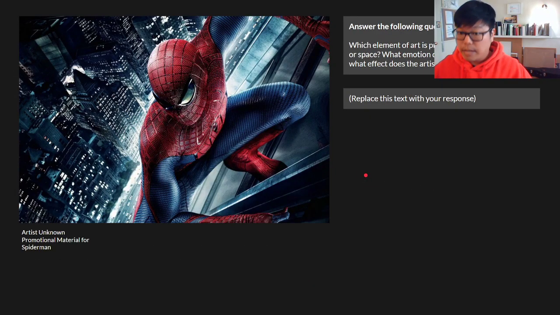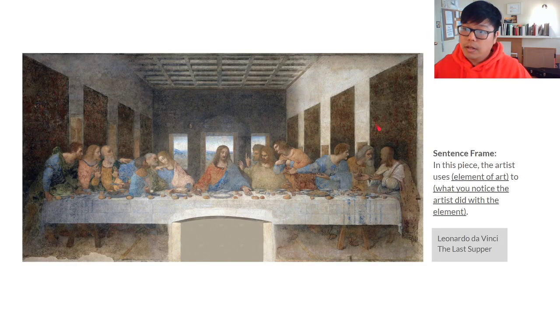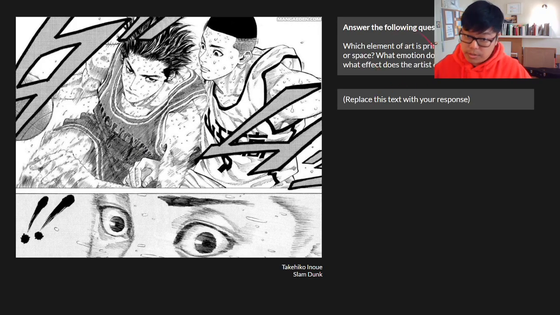After modeling that, these are the two graphic organizers I would leave the students with. The question for them to answer is the same on each one. Which element of art is primarily used in this piece, line or space? What emotion does the piece evoke? And what effect does the artist create with that element?